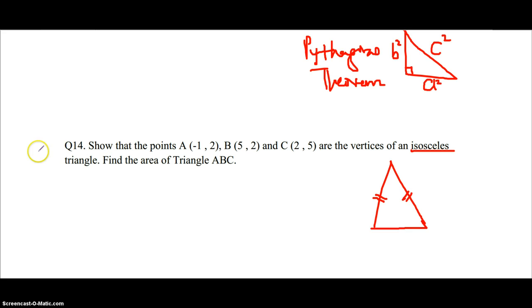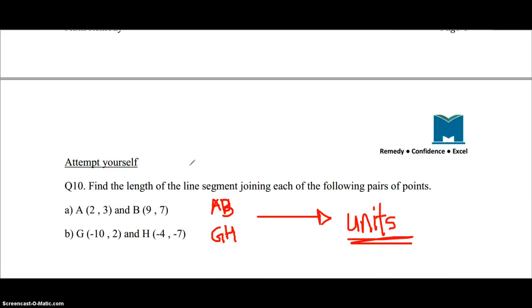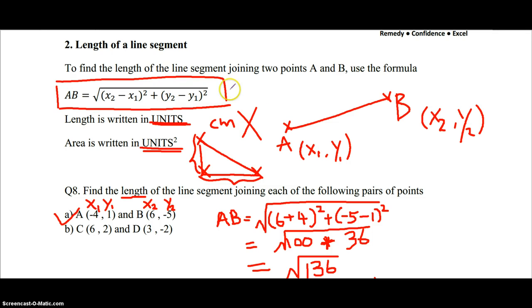Now I want you to complete until question 14 so that when I'm in class we will go through all these questions and recap on your understanding of finding the length of a line segment, which is determined by this formula. So if you were to apply this formula in all the questions in this section, I believe you should be able to do all these questions without much problems.